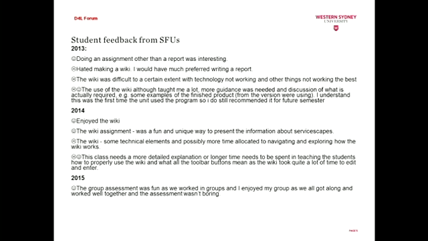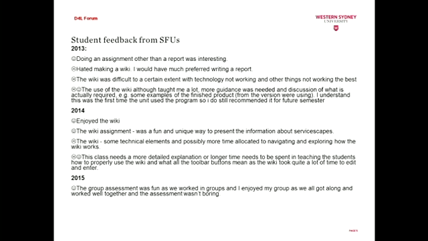Then the next one, the wiki was difficult to a certain extent with technology not working and other things not working the best. I don't know what other things were, probably the group. But then there was a positive and negative, which is constructive criticism, if you ask me: the use of the wiki taught me a lot, although more guidance was needed and discussion of what is actually required, for example some examples of the finished product from the version we're using. I understand this was the first time the unit used the program, so I still do recommend it for a future semester. So based on comments like that, I can tweak it and make it more accessible to students and take away stumbling blocks, put it that way.